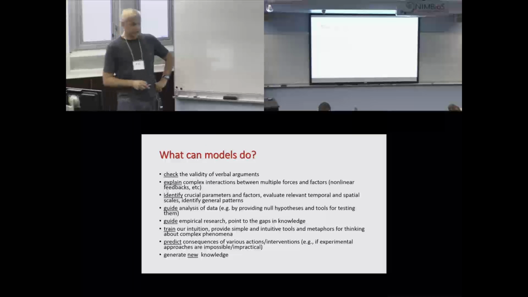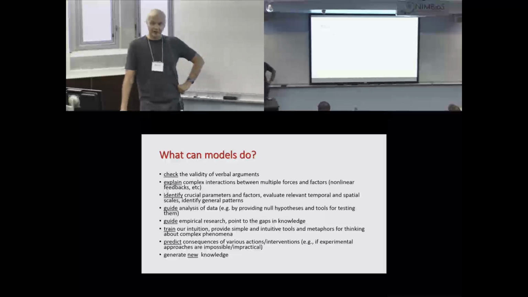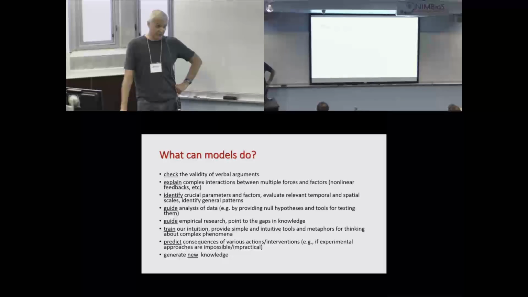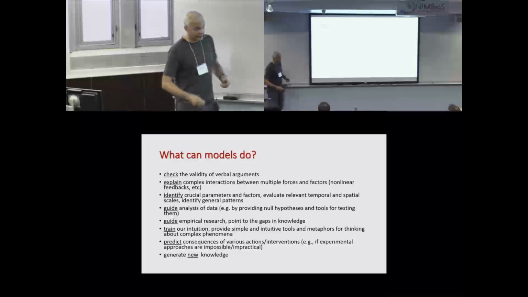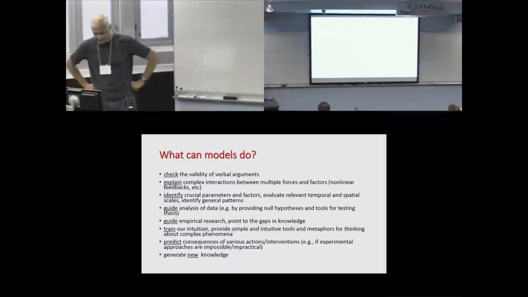So what can models do? Well, models can do a lot of stuff. They can check the validity of verbal arguments, check your logic. They can explain very complex phenomena potentially. They can identify crucial parameters. They can suggest new hypotheses to test, and this way they can guide empirical research.